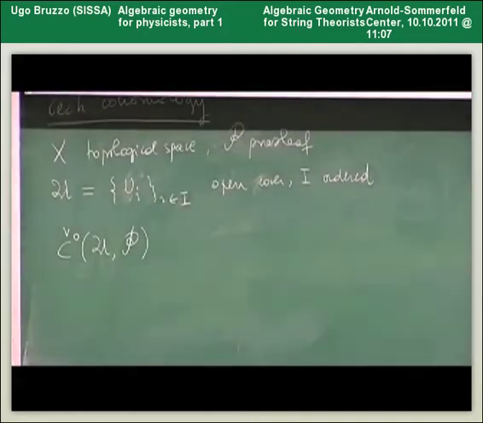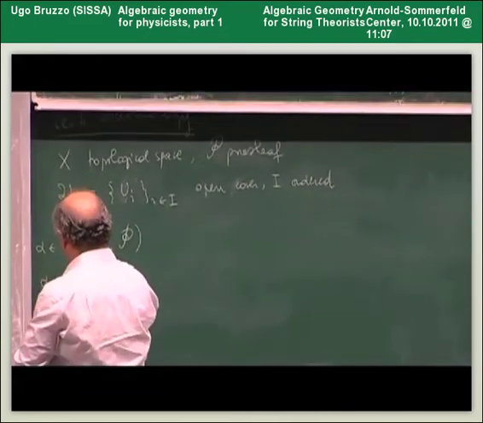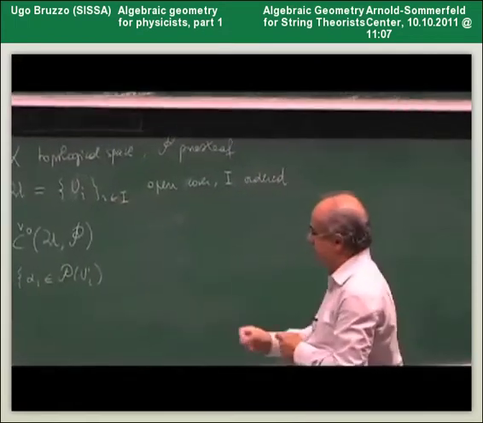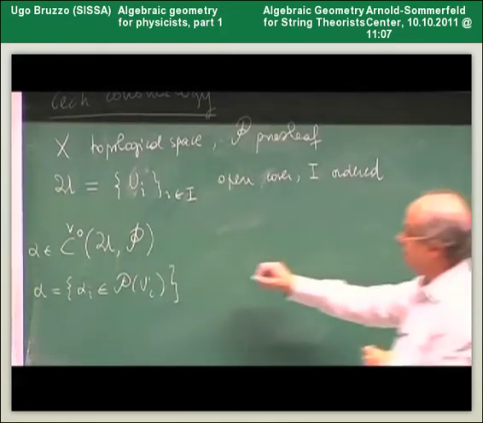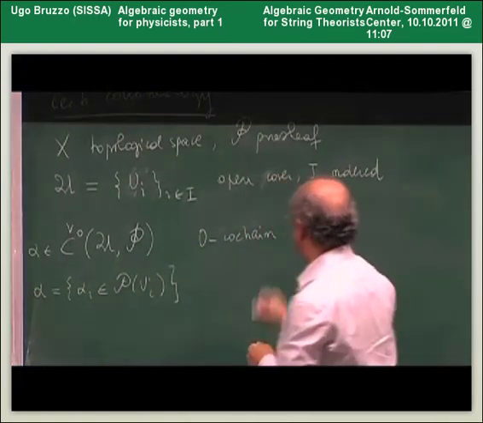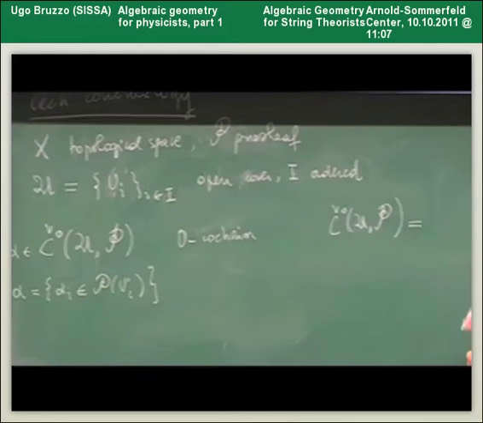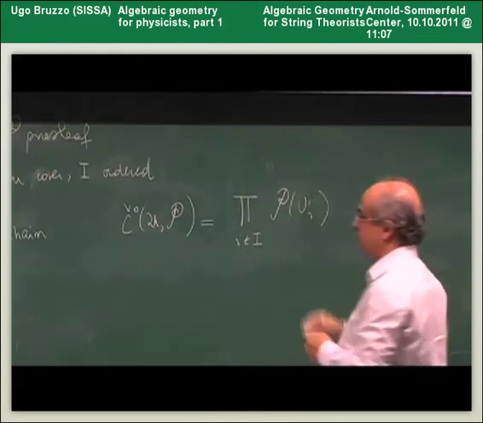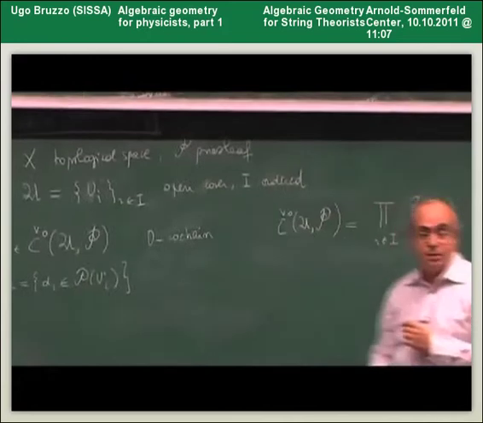An element here, which will be called the zero cochain, is the specification of a section for every open set. So an element here, say alpha, will be a collection alpha_i, where each alpha_i is a section over U_i. So we have a section on any open set. This will be a zero cochain. If we want to be more formal, this group is the direct product over all labels of the groups F(U_i), which means exactly this. We have a collection like this.